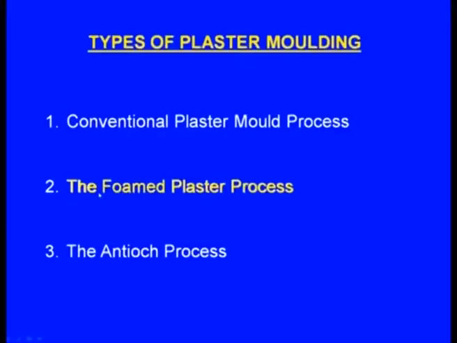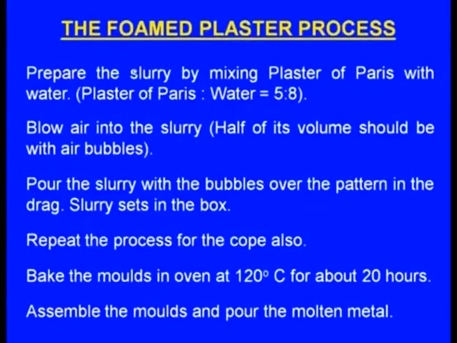Now let us see the second process, the foamed plaster process. The foamed plaster process is a modification of the conventional plaster molding process. In the case of the conventional plaster molding process, what was the drawback? It has very little permeability. It does not allow hot gases to escape through the plaster mold. So to overcome this drawback, this limitation, some modification has been done.